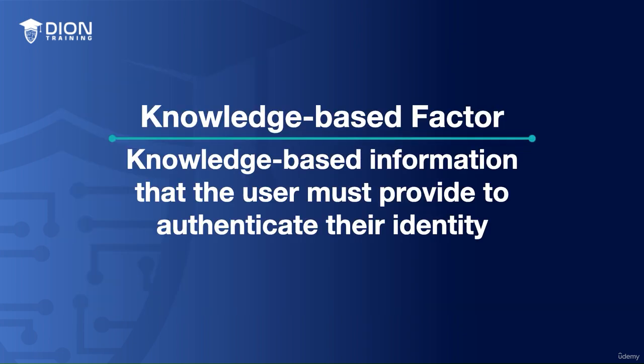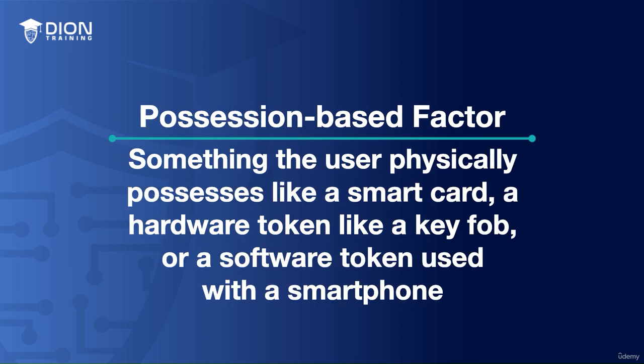First, we have something that you know. This is also known as a knowledge-based factor. Something you know involves knowledge-based information that the user must provide to authenticate their identity, such as a password or a PIN, or answer some secret question about the user like their pet's name. For example, when you try to unlock your iPhone using the 6-digit PIN, you are using something you know, or a knowledge-based factor.